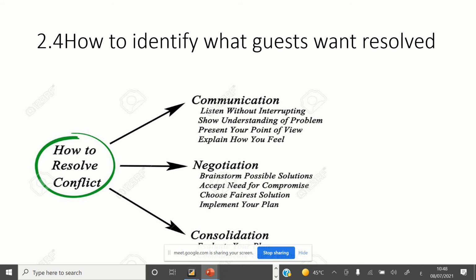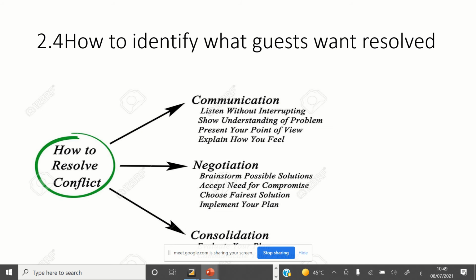Show understanding of the problem. Present your point of view. Explain how you feel. You must feel sorry that the food is cold and the customer is hungry. He was waiting for the order, but it didn't make him satisfied. Then negotiate with the customer to gain his satisfaction. So, can I warm it for you again? Can I bring you another coffee? So, you have to try to make the customer happy by the end of the negotiation.